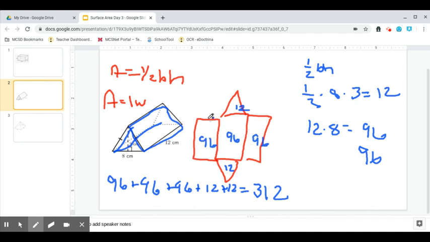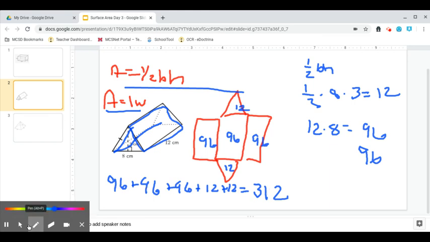The thing is, find the area of each shape. The rectangles, you're using length times width, and the triangles, you're using a half base times height. Then once you get each, I would suggest you label them on your diagram, add them all up, and you will get it.